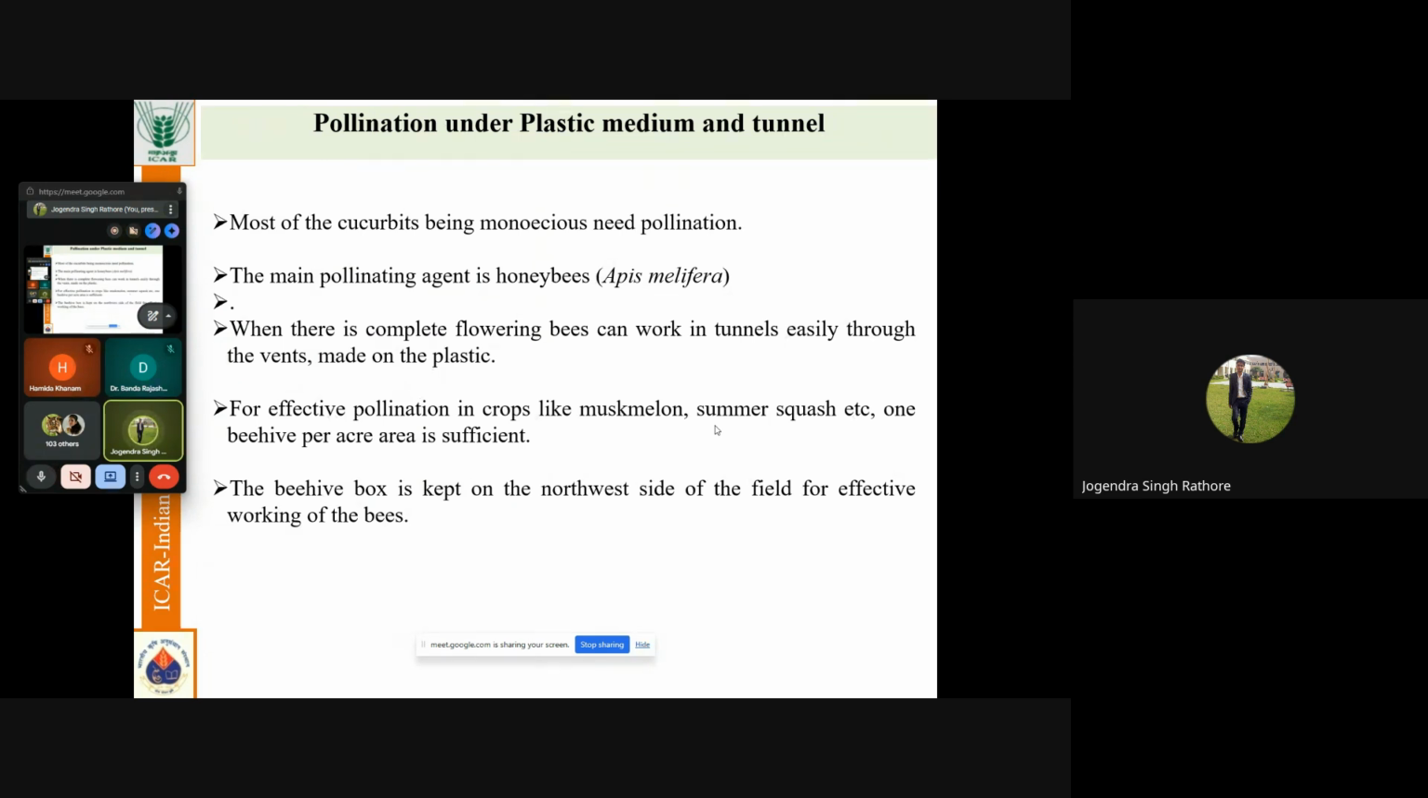If they are walk-in tunnels or high tunnels, then we can go for hand pollination. But in low tunnels, you have to remove the tunnels when the crop reaches the flowering stage. If we do not remove the low tunnels, then we have to provide some space so that bees or insects can enter and facilitate pollination.